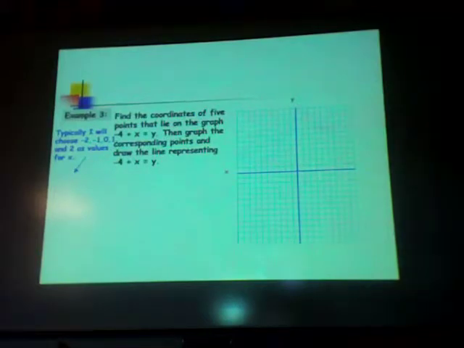So what are some typical values that we'll choose for x? What's one? -2. Okay, -2. How do we go from there? -2, another negative, lower, -1. And then we want 0, right? And then what else for our positives? 1 and 2. So those are what I would suggest because they're small numbers. So typically I will choose -2, -1, 0, 1, and 2 as values for x.